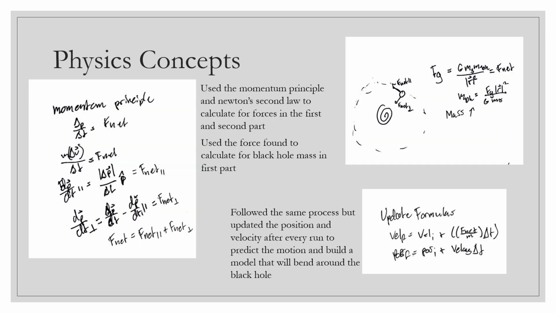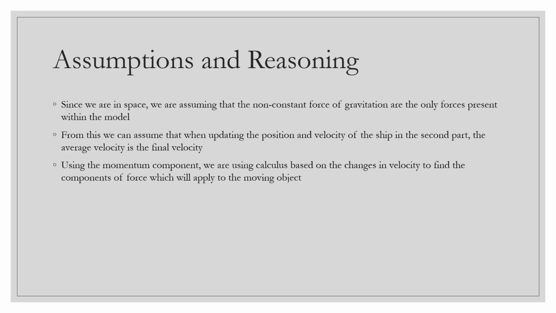The main physics concepts were to use the momentum principle and second law to calculate forces and momentum for the first and second part, and use the force found in the first part from the change in momentum to be able to calculate the mass of the black hole, followed by the same process, updating the position and velocity of a ship that follows the same trajectory to get it to bend around the black hole.